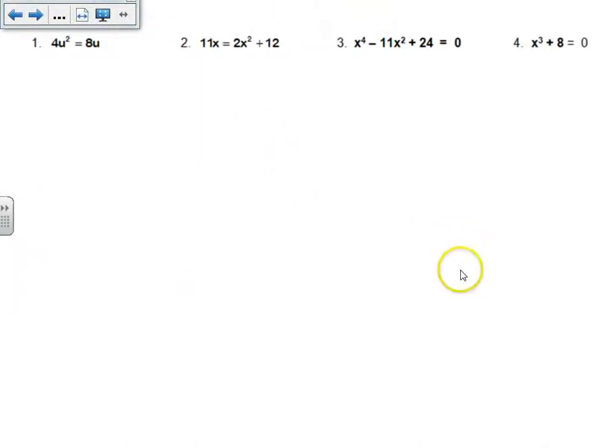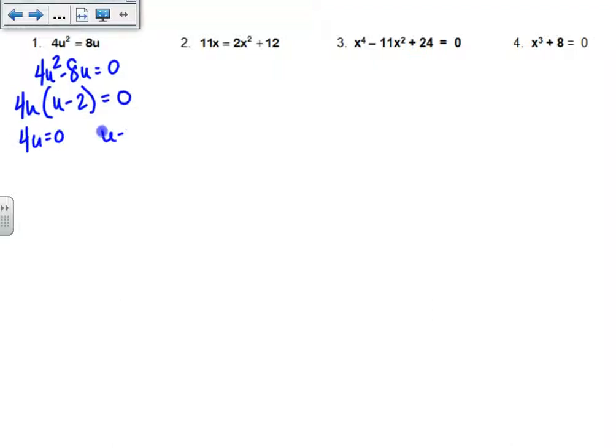So for this first problem, 4u squared minus 8u, I think it's set up in a nice way to factor if I get it set equal to 0 or put it in standard form. So I'm going to subtract the 8u from both sides, and then I notice there's a common factor of 4u that I can take out, leaving me with u minus 2 in the parentheses. Then when I solve both of my factors by setting them equal to 0, I get u equals 0 and u equals 2. Quadratics typically produce two answers, but not always.